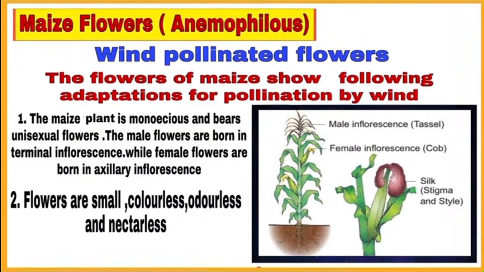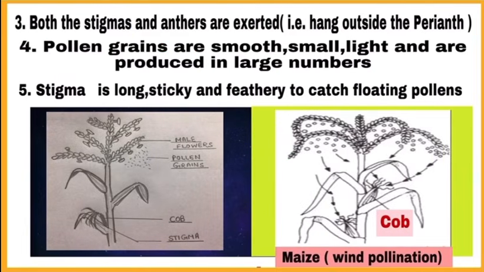The male flowers are borne in terminal inflorescence while female flowers are borne in axillary inflorescence. See the position of male and female inflorescence in the diagram. Point 2. Flowers are small, colorless, odorless and nectarless. Point 3. Both stigmas and anthers are exerted, means they hang outside the perianth, both stigma and anther protrude outward.